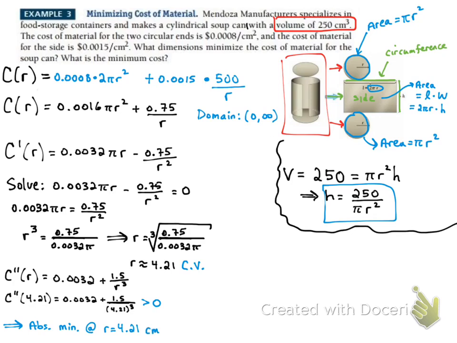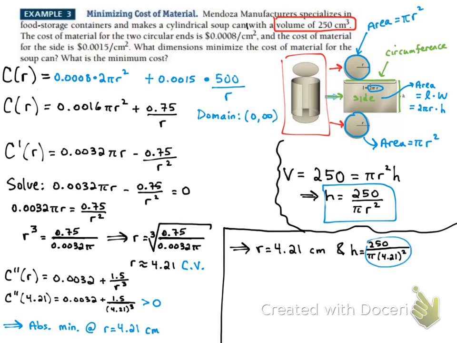And r in this case is measured in centimeters, so when r equals 4.21 centimeters, that's when we'll have the smallest cost for producing the can. So the dimensions that minimize the cost of the can will be a radius r of 4.21 centimeters and a height of 250 divided by pi times 4.21 squared, which is approximately 4.49 centimeters.